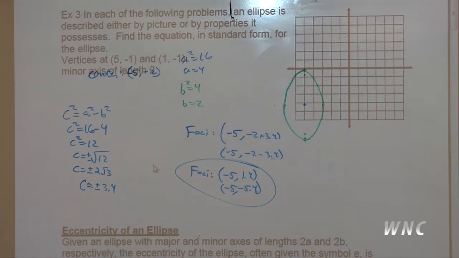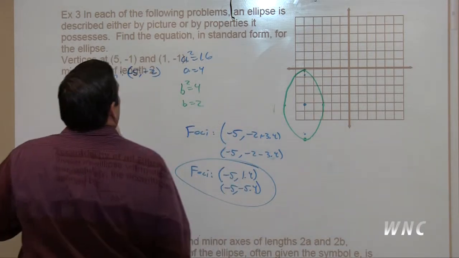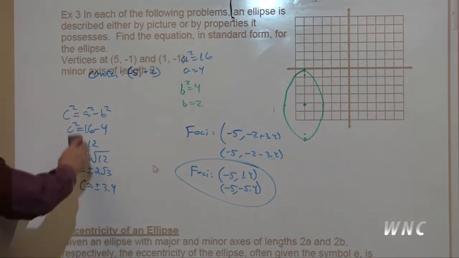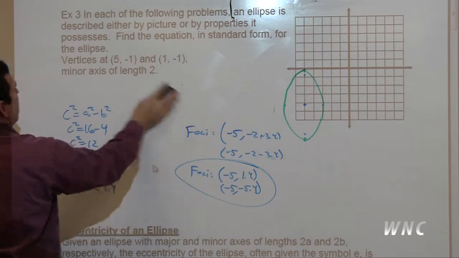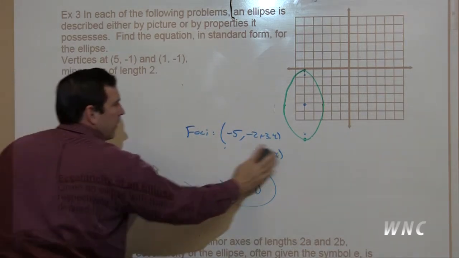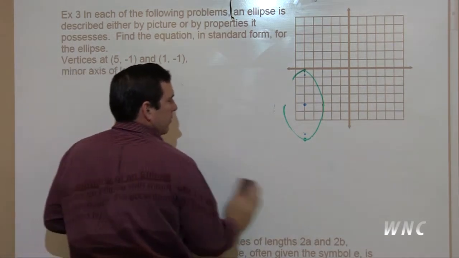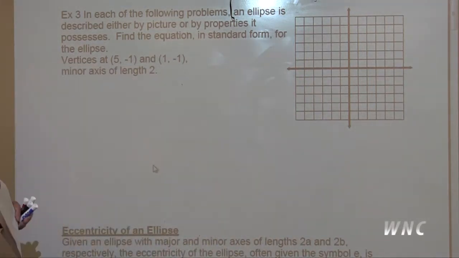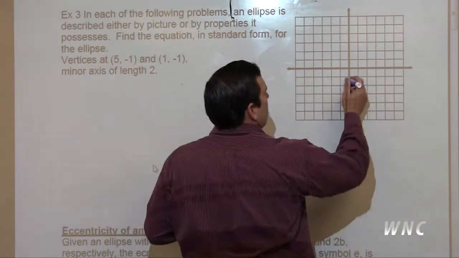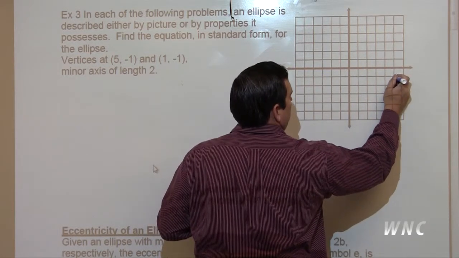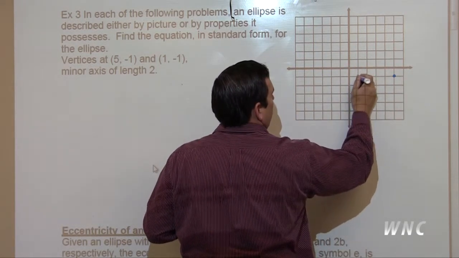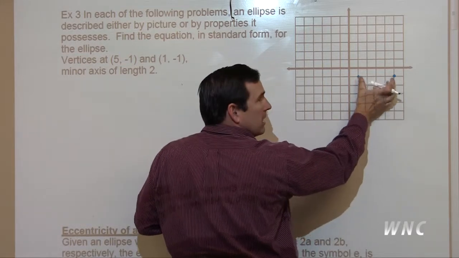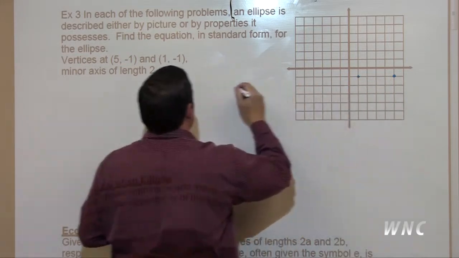In each of the following problems, we only have one, that's a generic heading. An ellipse is described either by picture or by properties it possesses. Find the equation in standard form for the ellipse. I included a graph on this one just to help us put it together. So vertices at (5, -1) and (1, -1). Those are vertices, which means it must have a horizontal major axis.